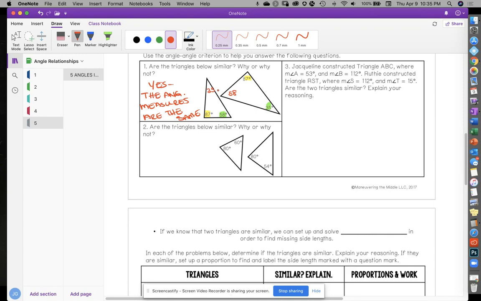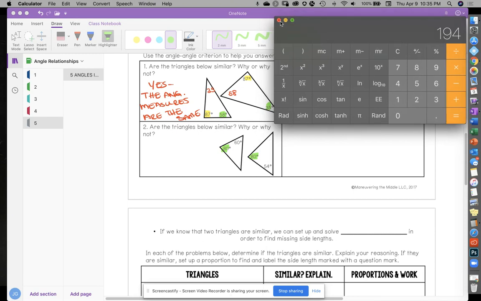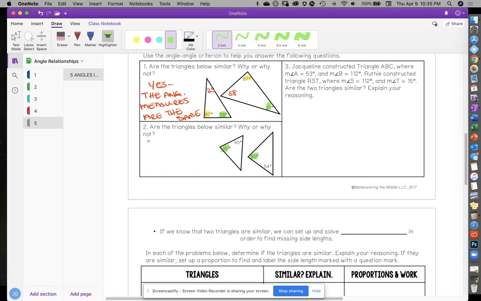Number 2, are the triangles below similar? Why or why not? Okay, well, again, let's see. This one has an 80 and this one has an 80. So basically, if I add the other two and add it to the 80, do I get 180? Let's see. So I'm going to say 60 plus 54 plus 80. Oh, holy cow, I'm way over 180. So there's no way that these two triangles are similar. I could not put a 60 here and a 54 here because it doesn't even equal 180, which is not a triangle. So my answer here is going to be no, the angle measures are not the same.